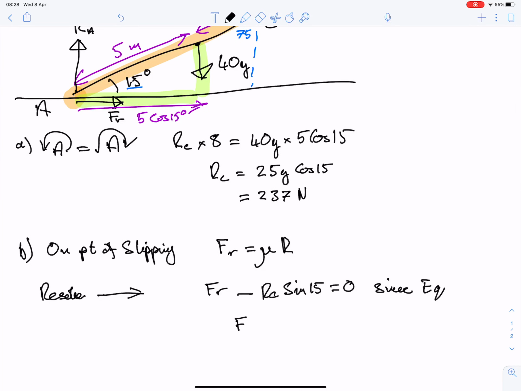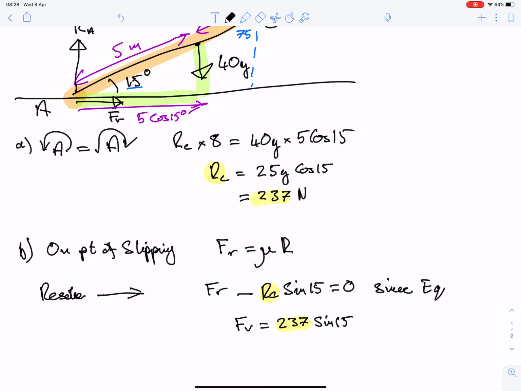So friction is equal to RC, which we know is 237. Yeah, from here, 237. So that's giving us the 237 in for RC, sine of 15 degrees.